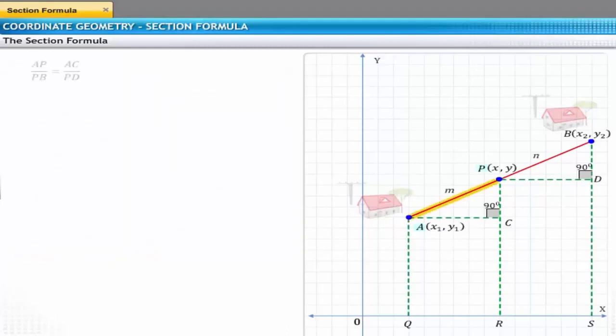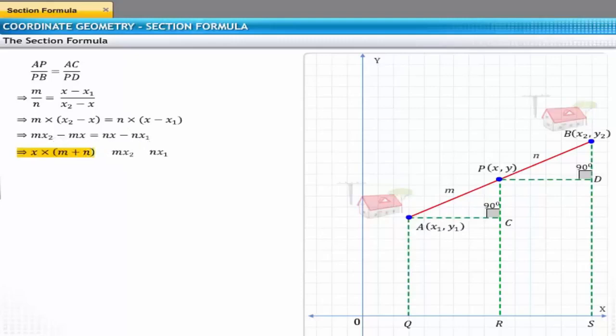Earlier, from equation 1, we get AP divided by PB is equal to AC divided by PD. Substituting the values of AP, PB, AC and PD in the ratio of the corresponding sides, you get m divided by n is equal to (x minus x1) divided by (x2 minus x). Rearranging the expression, you get x multiplied by (m plus n) is equal to mx2 plus nx1. Simplifying the expression, you get x is equal to (mx2 plus nx1) divided by (m plus n).